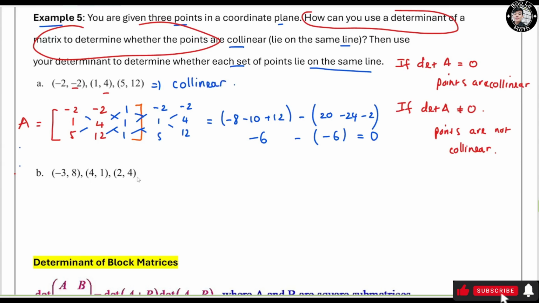Now, question B, you do exactly the same thing as question A. I'm going to leave this one for you to practice. The answer is determinant of A equals 7. It tells us that the 3 points right here are not collinear, right?